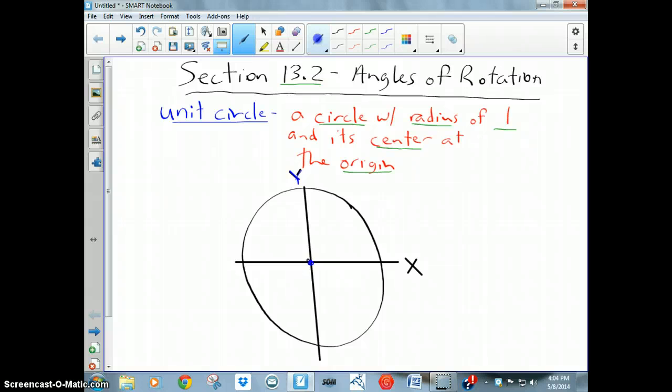The center of the circle is at the origin, and it's got a radius of 1. That means this line right here, that I'm darkening in blue, has a radius equal to 1. So for instance, this coordinate right there would be the coordinate (1, 0) in the coordinate plane. That is what the unit circle is.